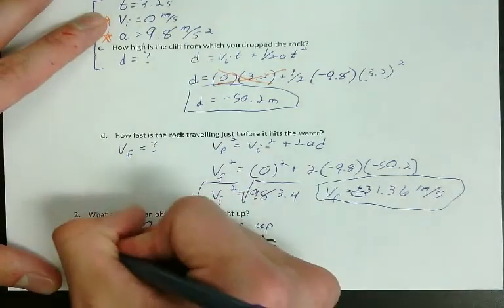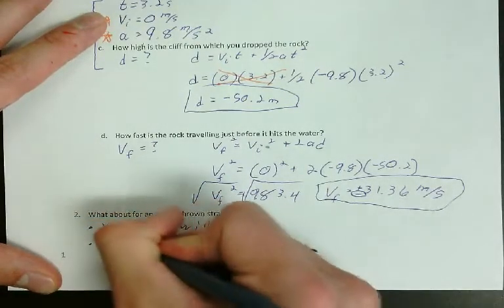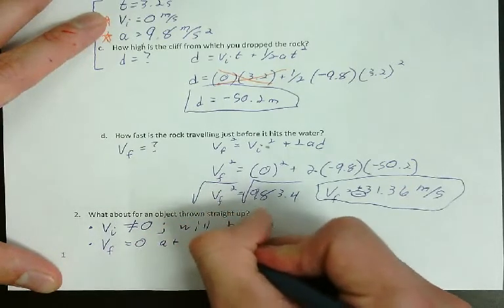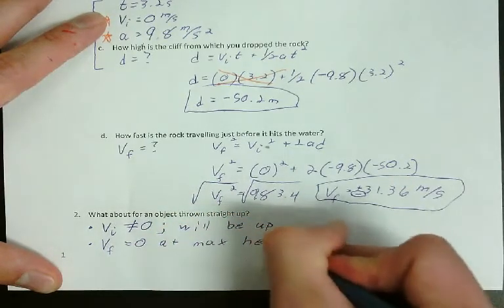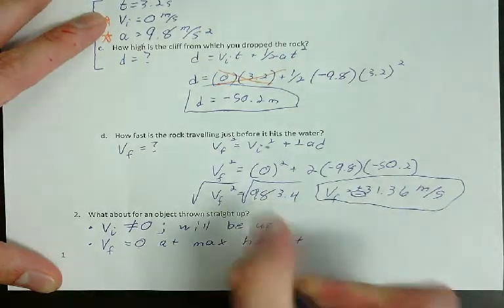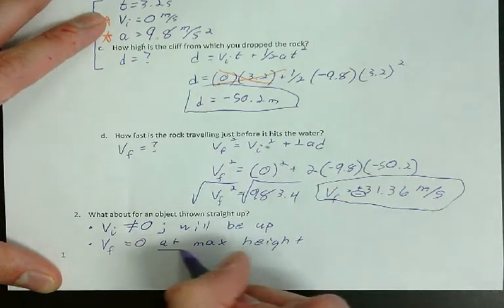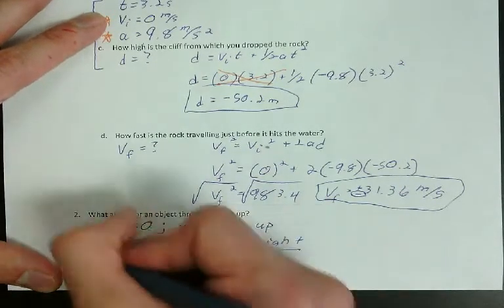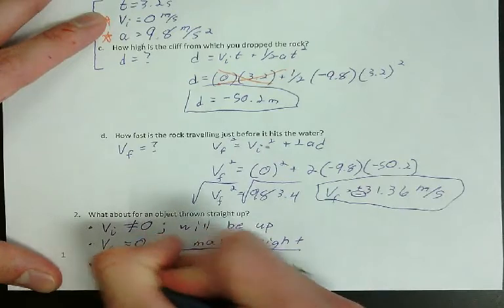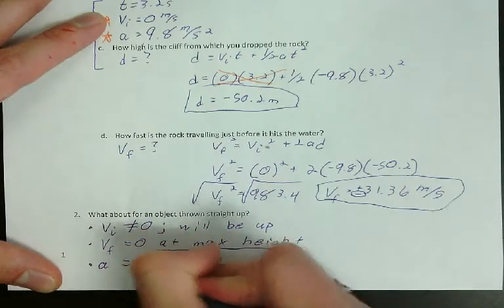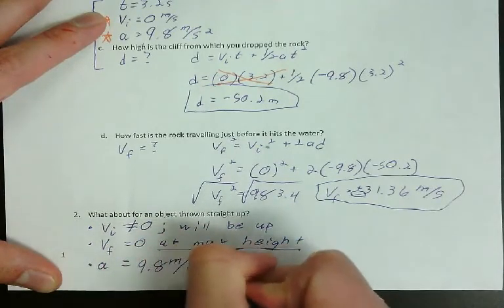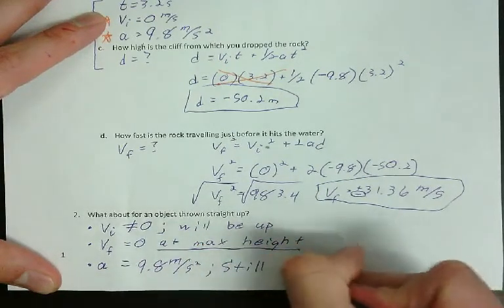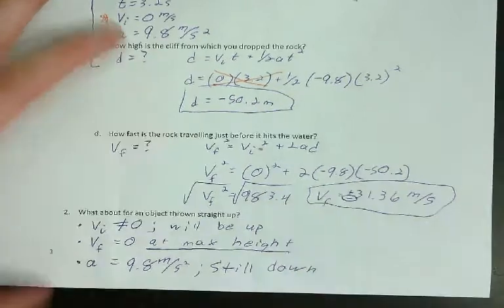Second thing, VF equals 0 at the max height. Only at the max height is V final 0. Anywhere else you look, V final will not be 0. But at the max height, it will be. And lastly, A equals 9.8 still. And it is still down. Whatever direction you call positive, A is still down.